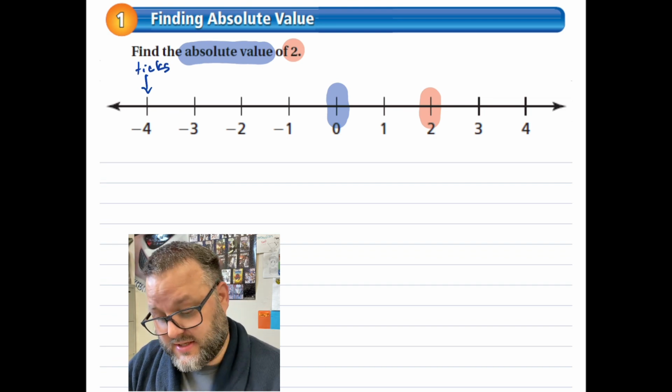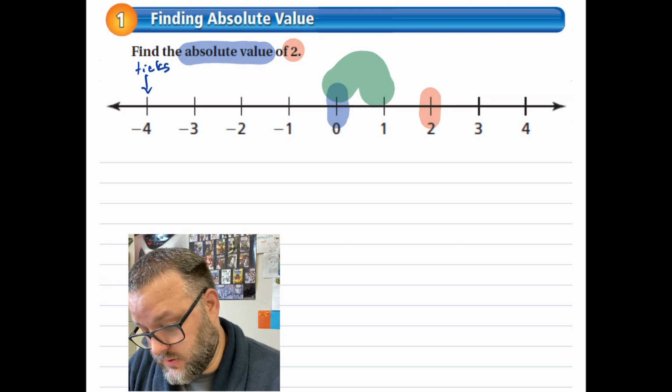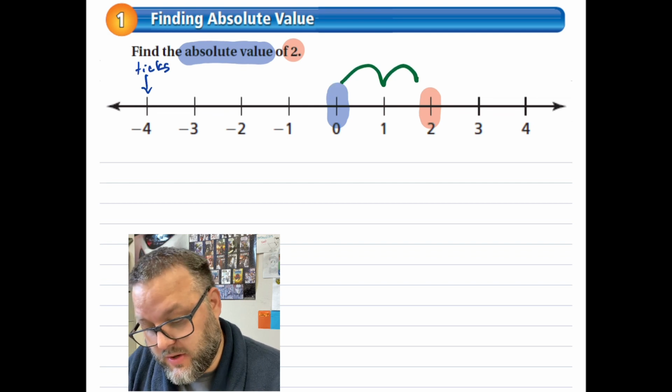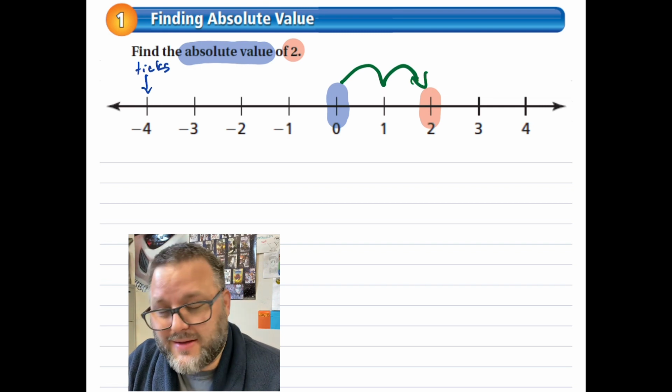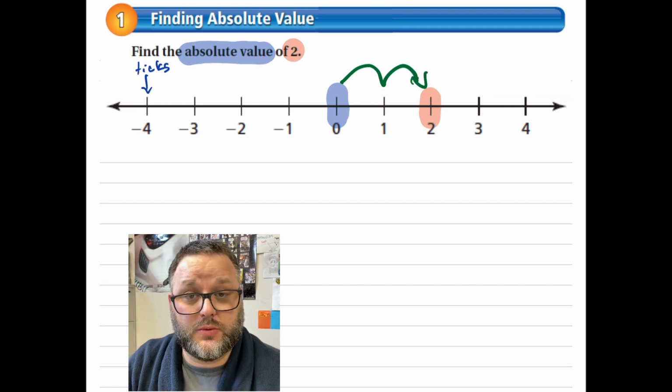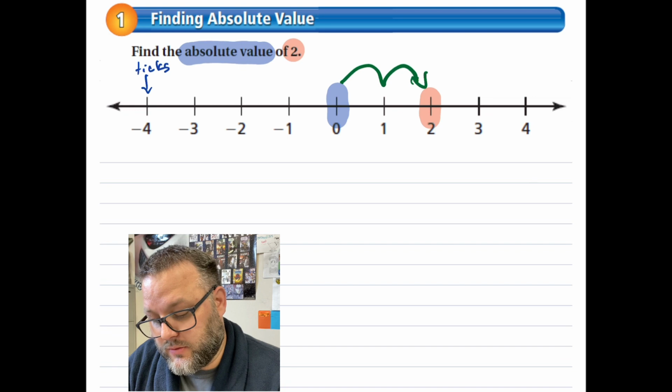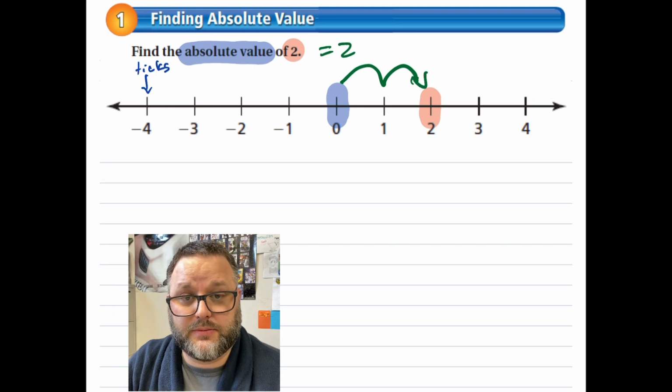And I can just count, I don't really want to use highlighter. 1, 2. So we have 2 bumps. So that tells me they're a distance of 2 apart. So the answer to find the absolute value of 2 is 2.